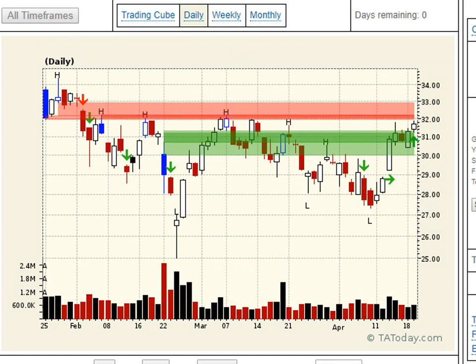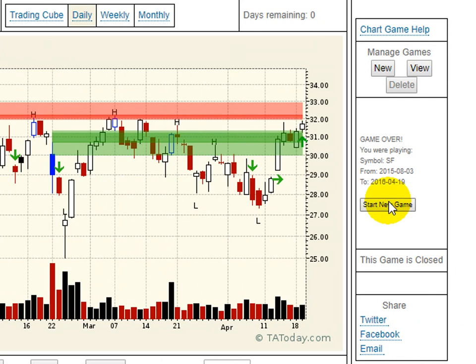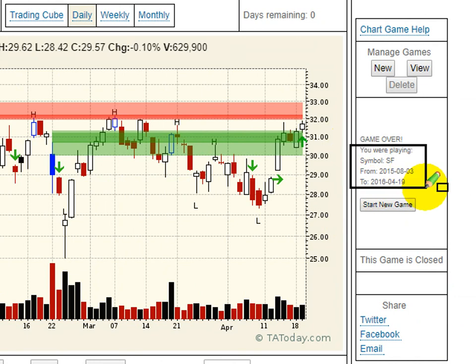But of course, if you want to go look at this chart, you can. You can now see what we were trading. It gives it to us. The symbol was SF, and it was trading from 2015 to 2016, so it's August to April of that time frame. That's it for another chart game.